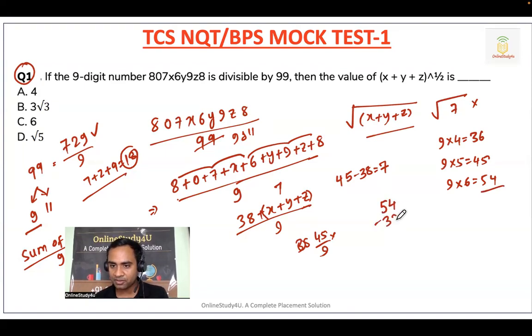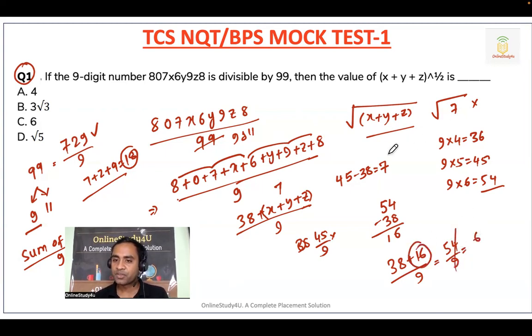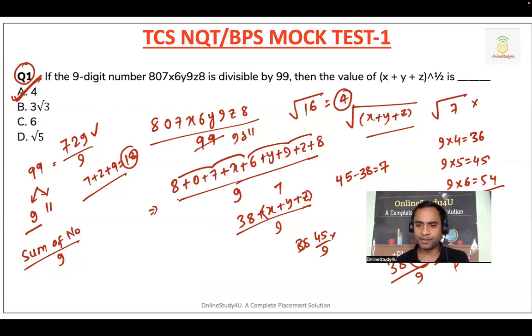So 54 minus 38, that means if I add 16 here, then it will become the next multiple of 9. That is 54, which is nothing but 6 times 9. So if x plus y plus z is 16, then we can easily calculate the square root, and the answer will be option A. I hope it will be clear to you. Anyway, there are different methods to solve this. I have told you the shortest method here.